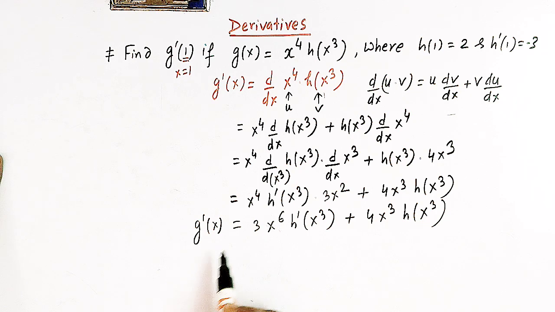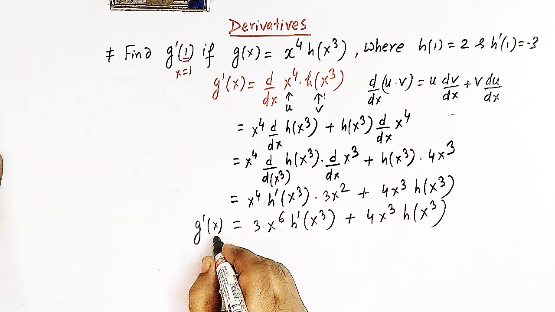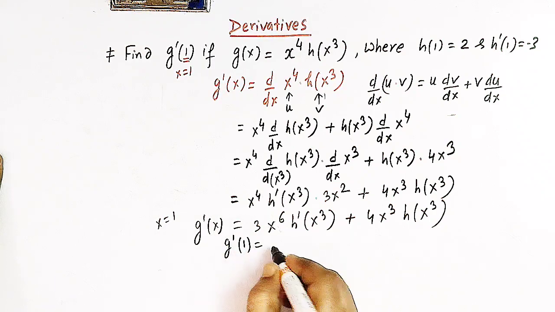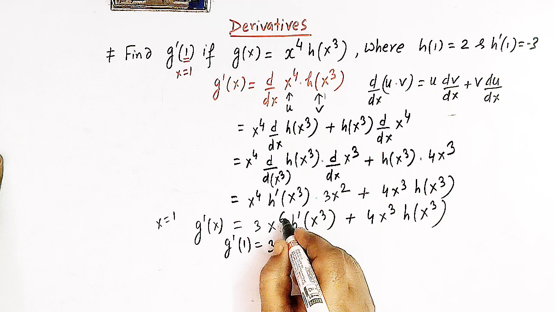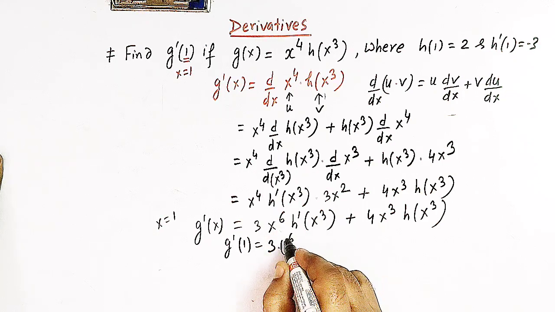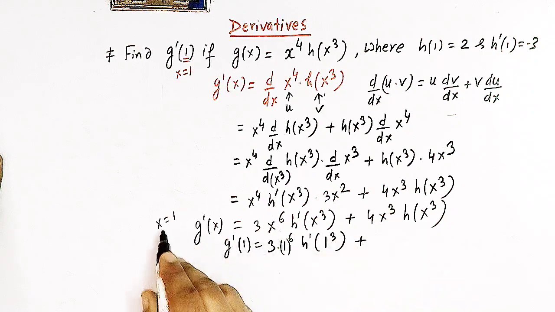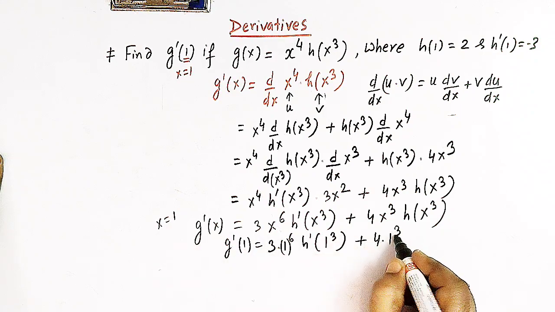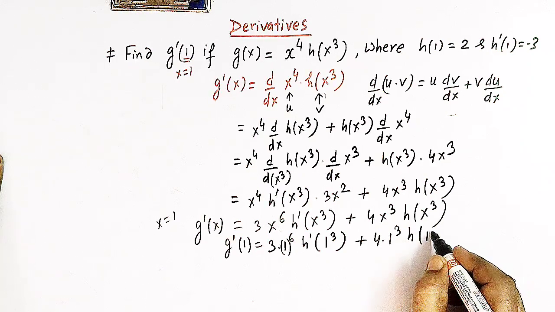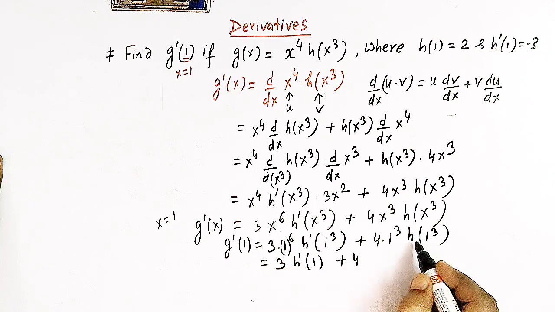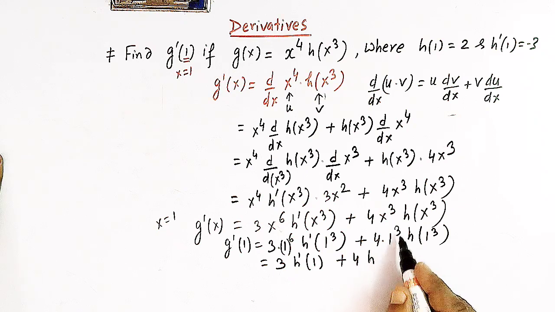So now to get the value of g prime of 1, we can take x is equal to 1. So g prime of 1 is equal to 3 times 1 raised to 6, times h prime of 1 cube, because x is equal to 1, plus 4 times 1 cube times h of 1 cube. So this is 3, this is 1, and here we have h prime of 1, then we have 4 times h of 1.